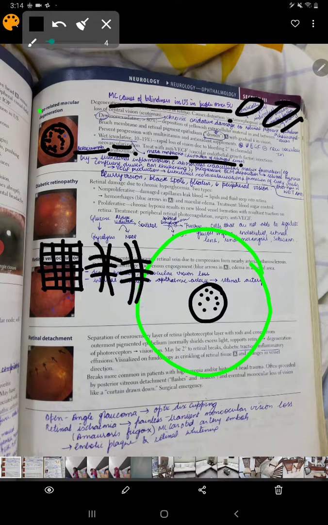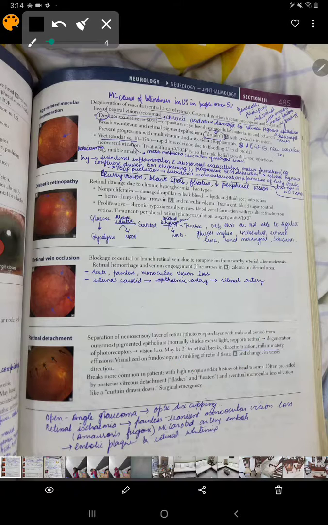Now in diabetic retinopathy, what we have is retinal damage due to chronic hyperglycemia. There are two types of retinal damage that can be caused by hyperglycemia: proliferative or non-proliferative. Proliferative is chronic hypoxia, which is leading to new blood vessel formation. And you will just treat it by retinal photocoagulation or anti-VEGF agents.